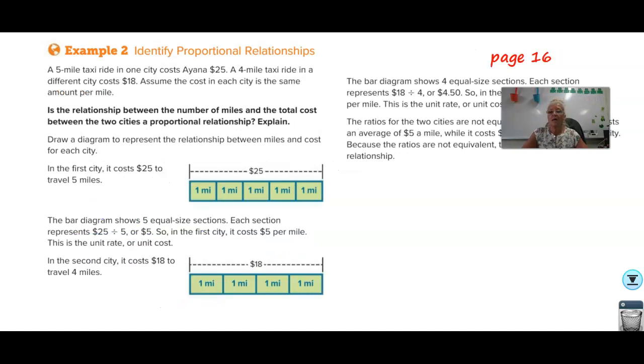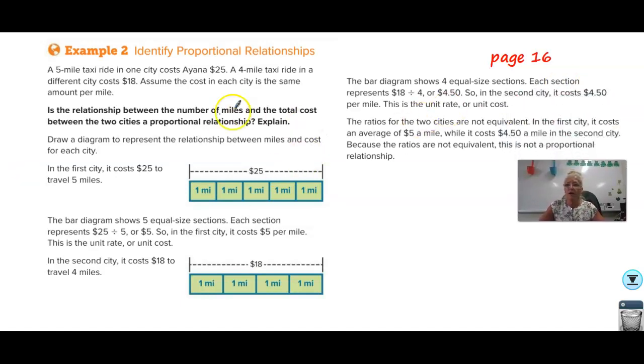Okay. A 5-mile taxi ride in one city costs Ayana $25. A 4-mile taxi ride in a different city costs $18. Is it proportional? Okay, let's use our same system. All right, we know that a 5-mile ride costs her $25. What is she paying per mile?